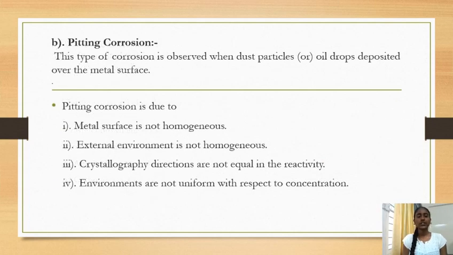Pitting corrosion. This type of corrosion is observed when dust particles or oil drops are deposited over the metal surface. This can be caused because the metal surface is not homogeneous, the external environment is not homogeneous, crystallographic directions are not equal in reactivity, or environments are not uniform with respect to concentration.